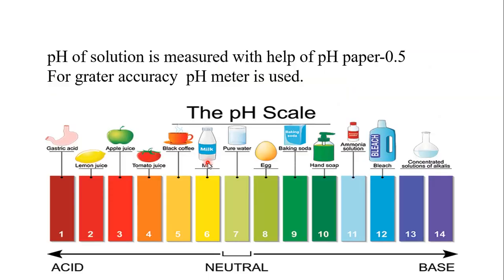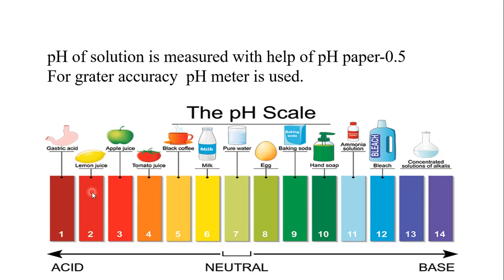The pH of a solution is generally measured in the laboratory. We measure the pH of the solution with the help of pH paper, but the accuracy of this pH paper is only 0.5. If chemists want greater accuracy, a pH meter is used to measure the pH.